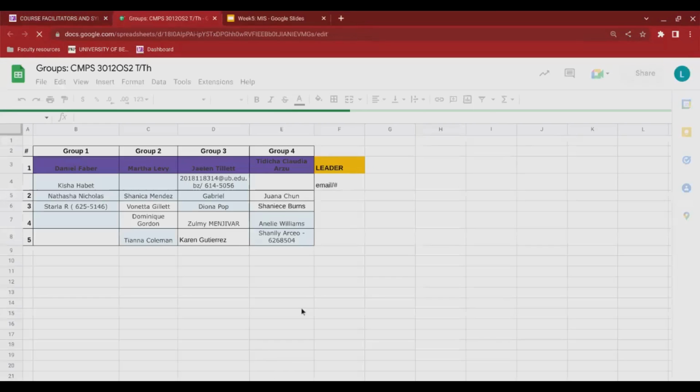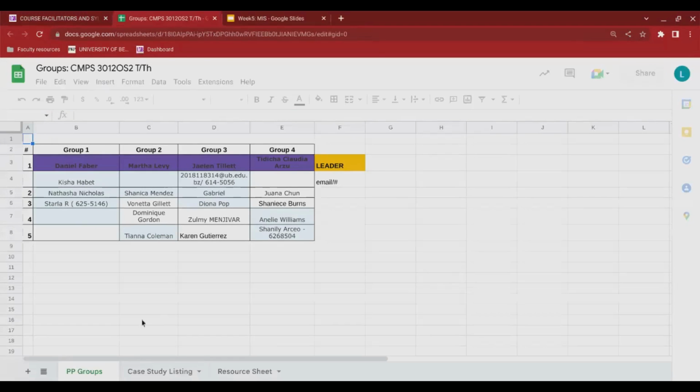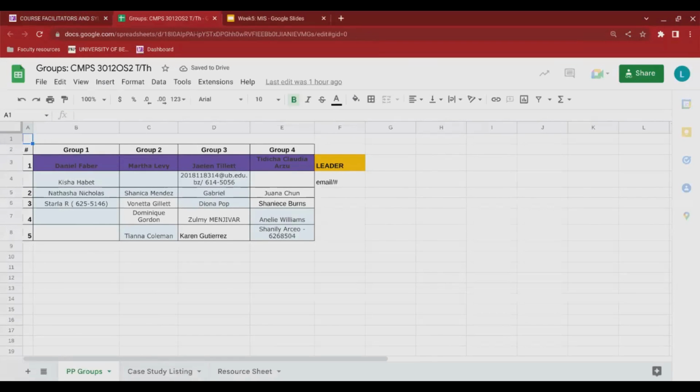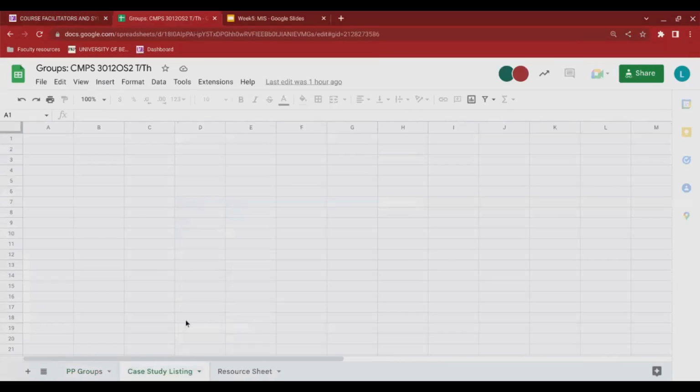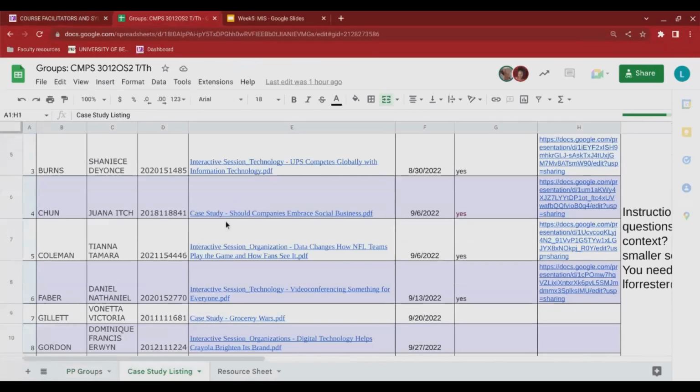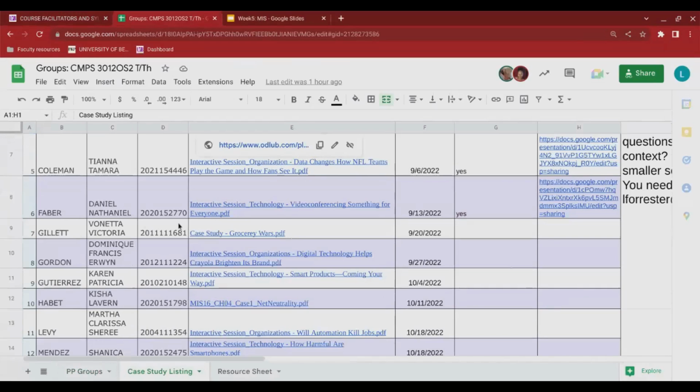Now, when you enter this sheet, you'll notice the first tab has the list of groups. The second one has the list of case studies. And if you don't know where we are in the case study list, just come here. Our last presenter was Daniel, on the 13th. The next presentation will be the 20th. So just pay attention to the schedule so you know when you are going to present.